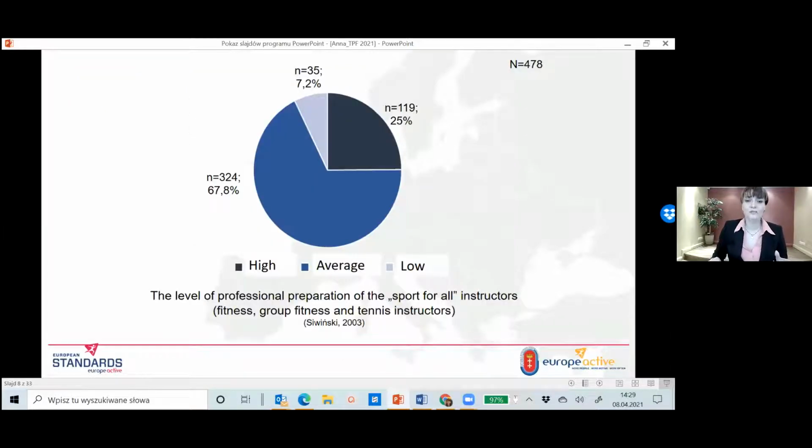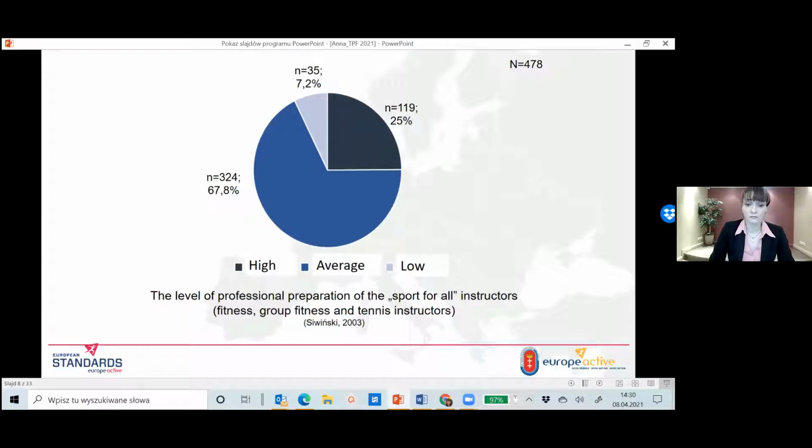It is really important to have this strategy, because even the best document, even the best educational standard ever will not guarantee that the learner will achieve everything which is needed for the market. And I can give you an example from Poland. You can see in the slide some results from a study which was conducted 20 years ago by Professor Siwiński. And this study was conducted in sports for all instructors, including fitness, group fitness, and tennis instructors.